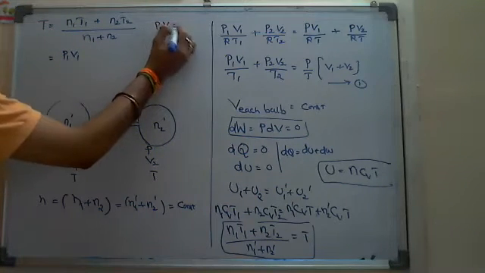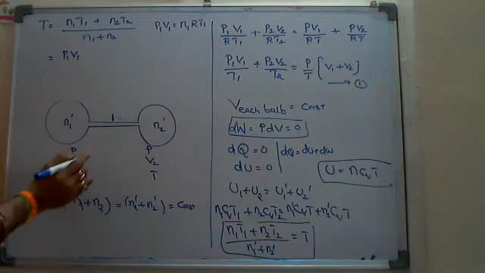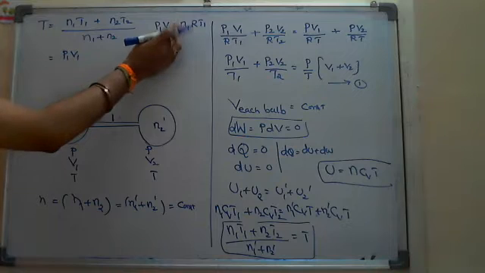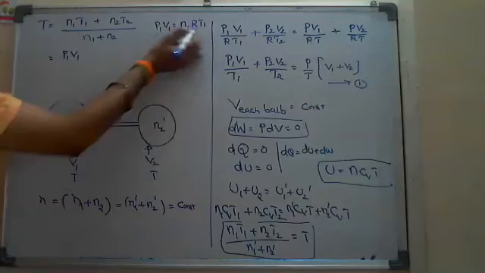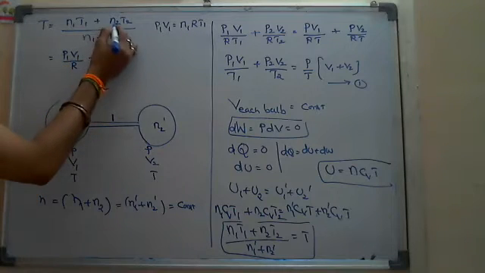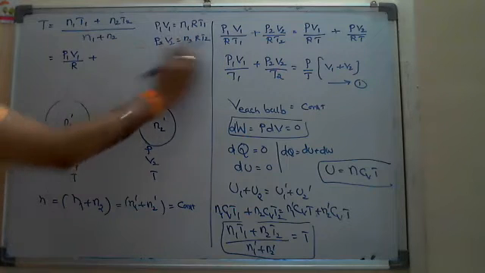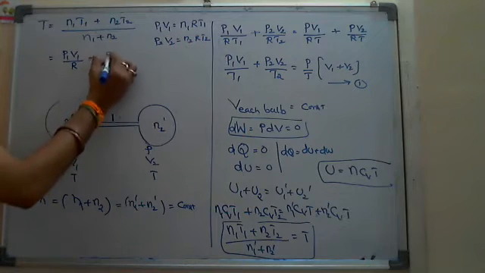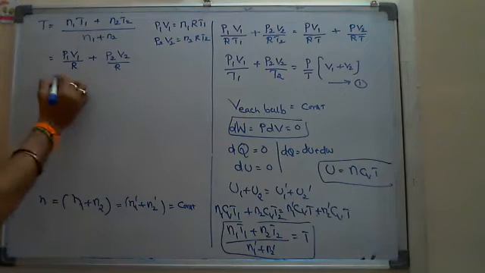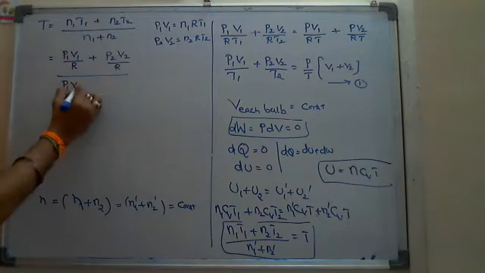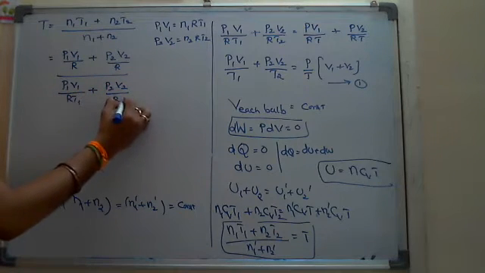Okay, n1 you write in terms of P1 V1. I am writing the ideal gas equation: P1 V1 equals n1 R T1. So n1 T1 I can write straight away as P1 V1 by R. Plus here n2 T2, in the same way using the ideal gas equation, n2 T2 is P2 V2 by R. Divided by n1 plus n2, which is P1 V1 by R T1 plus P2 V2 by R T2.